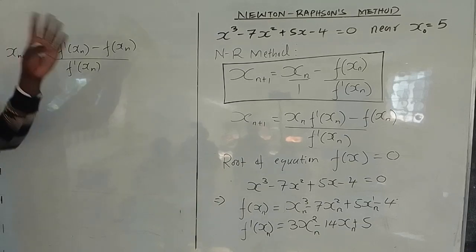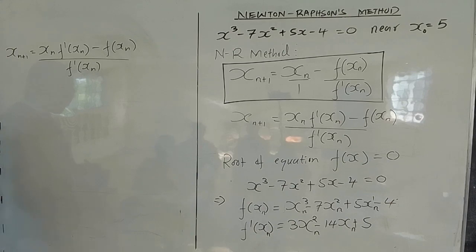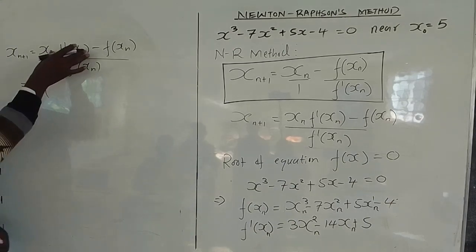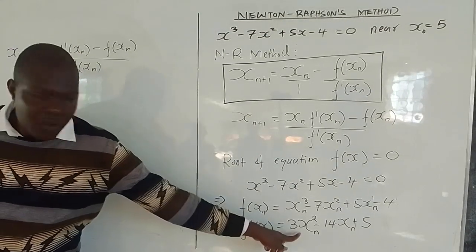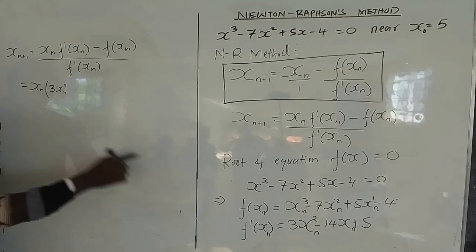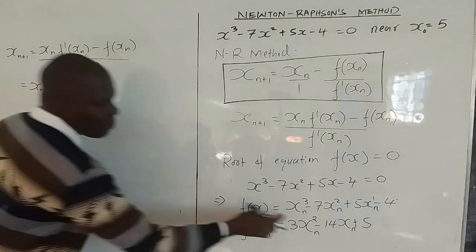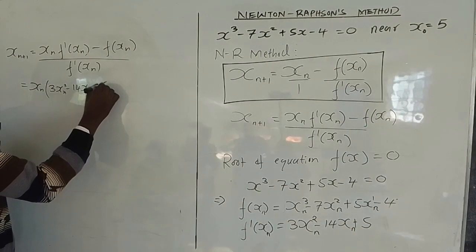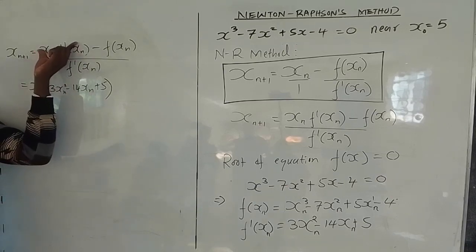Anything I'm substituting must be inside the bracket, because what is outside will affect everything inside the bracket. So start substituting. Here I have xn into f prime of xn, you put the whole of this value in bracket. F prime of xn, what have you found? 3xn squared minus 14xn plus 5. Then you close, you are done.